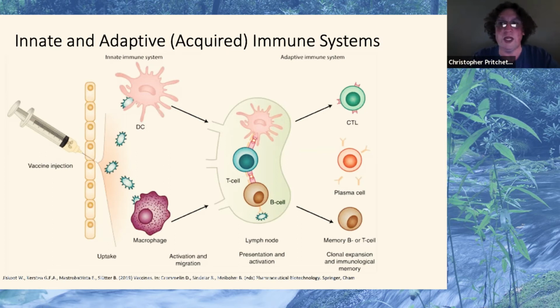And so really, in order for vaccines to work, you have to have this adaptive immune system. And that also means that you have to have this crosstalk between the innate immune system and the adaptive immune system. And this happens in a variety of tissues, but especially it happens in the lymph nodes.